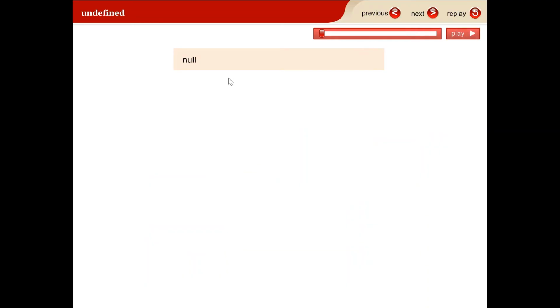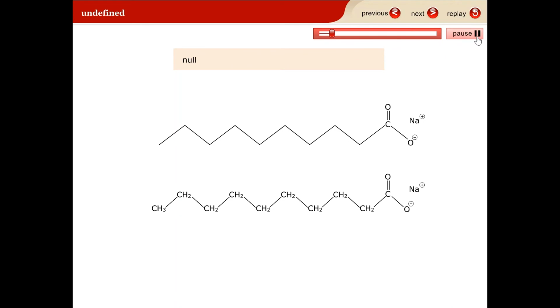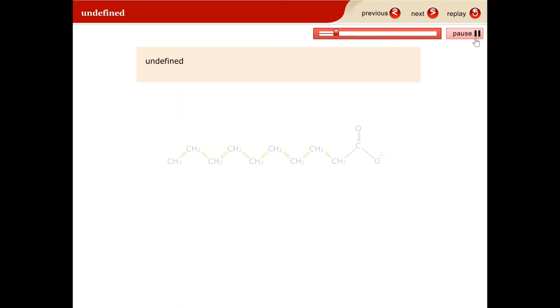This animation shows you the structure of a soap molecule with a hydrophilic water-soluble head and a hydrophobic oil-soluble tail. The animation also shows how the structure of the soap molecule allows the soap to clean grease off clothes.